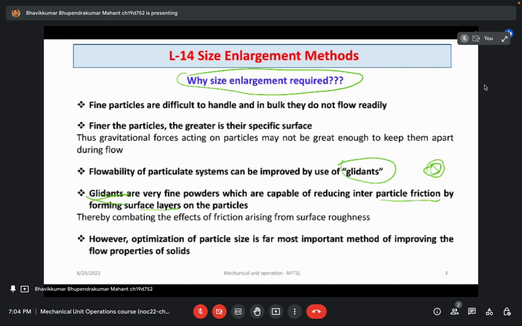But when we are using glidants, optimization of particle size is the major issue. Whenever we are talking about size enlargement, particle size optimization is also a far more important phenomenon for improving the flow properties of solids. Okay, so these are some basic things which we need to keep in mind.